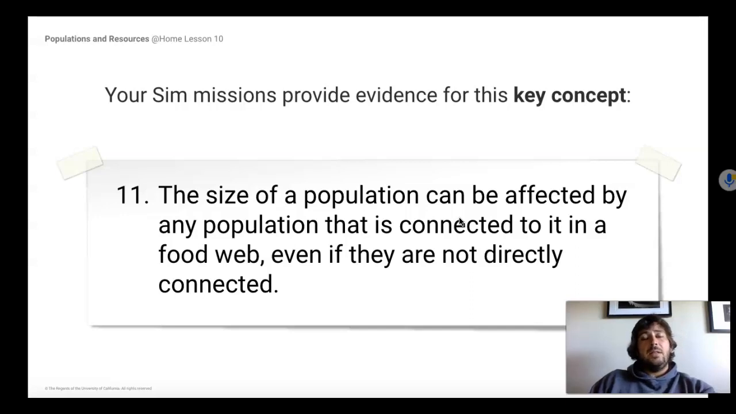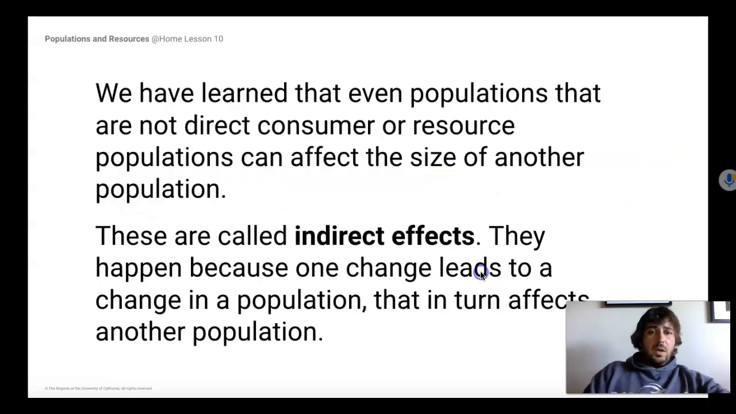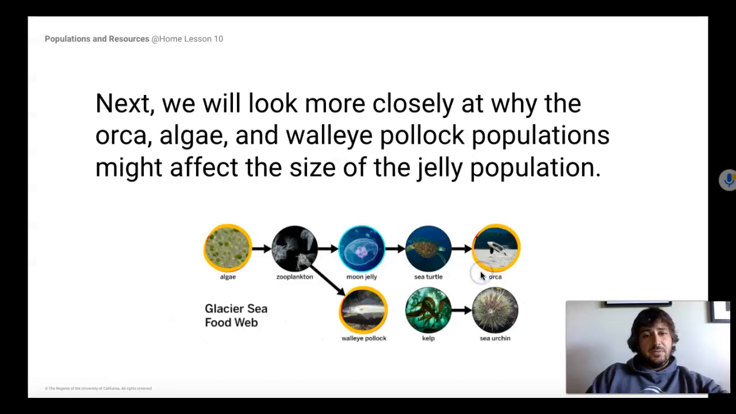We are learning a lot about this as ecologists and as humans because a lot of times we think to ourselves, oh, we'll just go fish and we'll take all the sardines out of the ocean. But we don't understand that if you take the sardines, that's going to affect the entire ecosystem indirectly. Okay? So, we've learned that even populations that are not direct consumers of resources can affect the others. That is called an indirect effect.